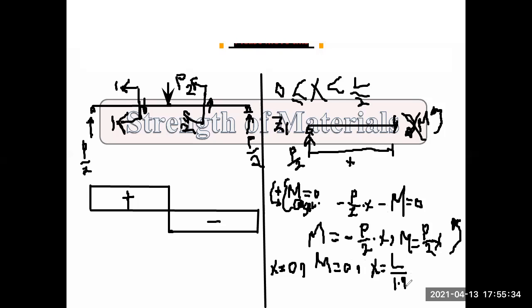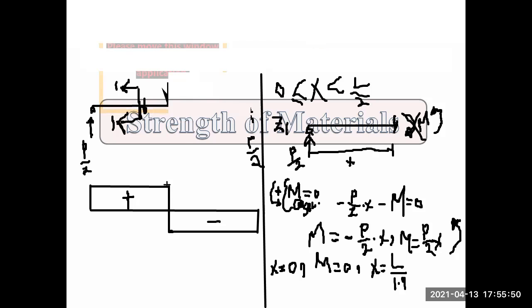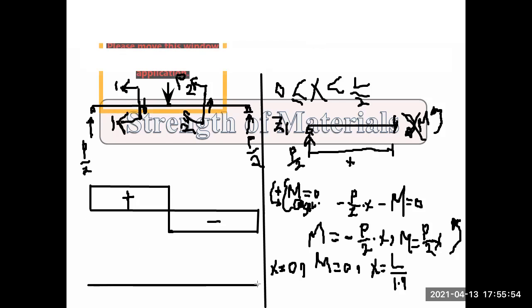Well, L over 2, 1.9. So I get the value for this moment at close to where the force is located. It's prior to the force location. Okay, so I have now established something. So I need to draw the bending moment just before this is the beginning, this is the end.